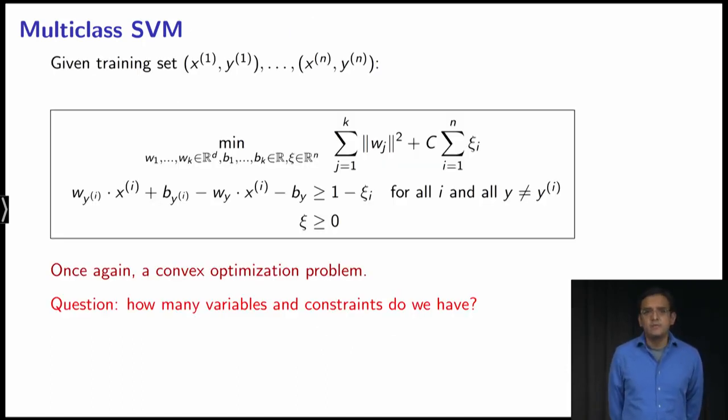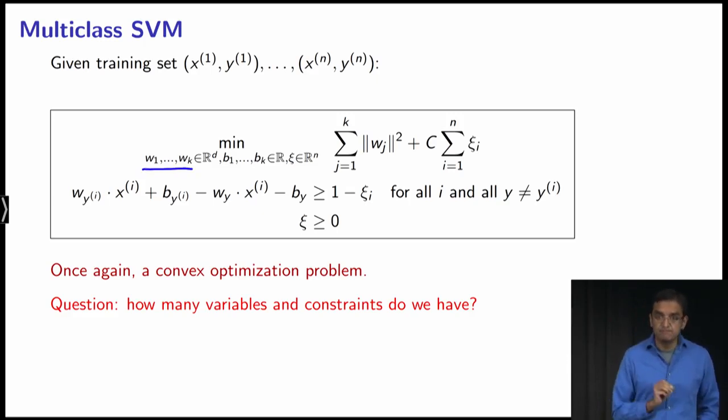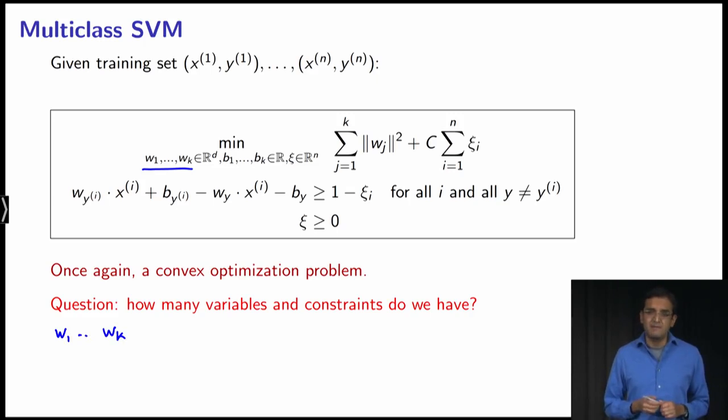So let's end with a little bit of a small question. Okay, so this was the convex program for the multi-class soft margin SVM. How many variables do we have here, and how many constraints? Let's see if we can count these. Okay, so the variables are the W's. Okay, so W1 through WK. How many parameters do we have there? Well, each of them is a d-dimensional vector, so it's a total of kd parameters.